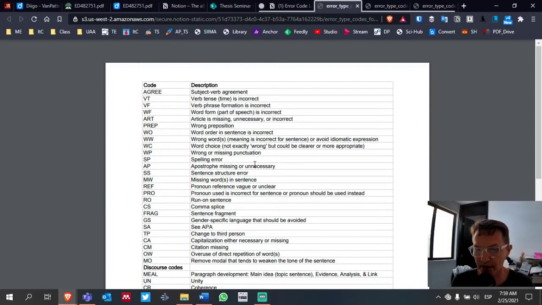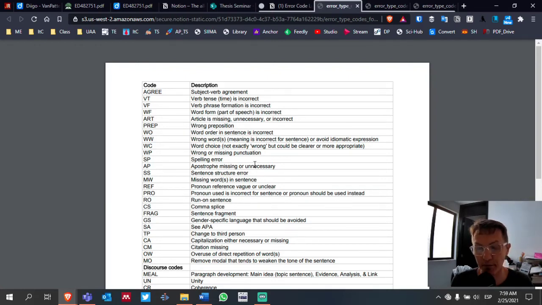Remember pronouns. Sometimes I'll use the code PRO for pronoun when either the pronoun is being overused or maybe the antecedent to that pronoun is not clear. Gender-specific language, GS, APA. Okay, so we've got some other errors here. Again, some are used more than others. The wrong preposition, that pops up.